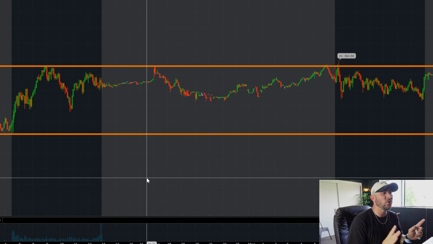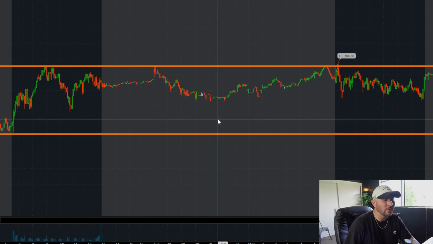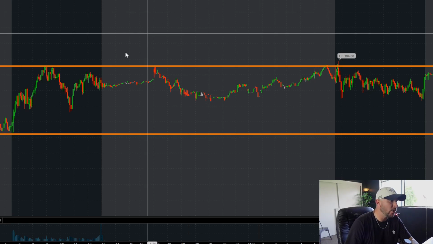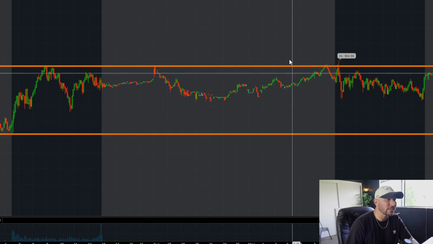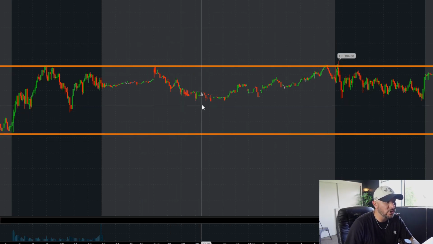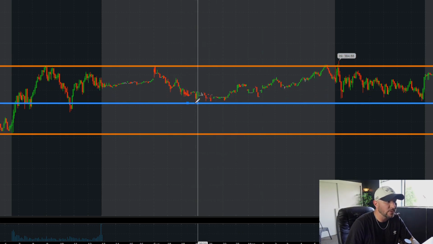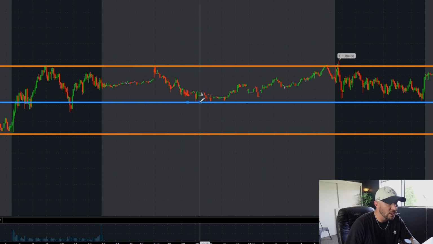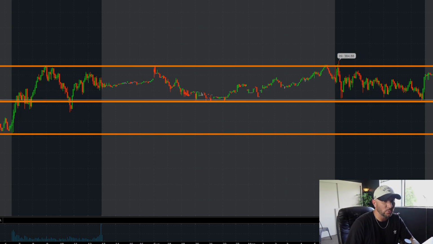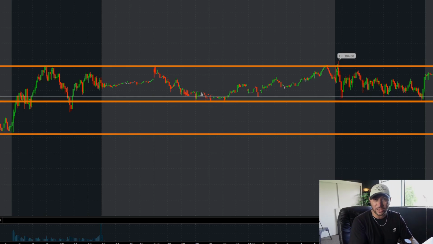So what I'm going to do now is mark out the pre-market highs and lows. This light gray box here is after hours and pre-market. I want to take another price level line and mark out the pre-market lows. If I go to this pre-market low price, you're going to see that that price is 382.29.